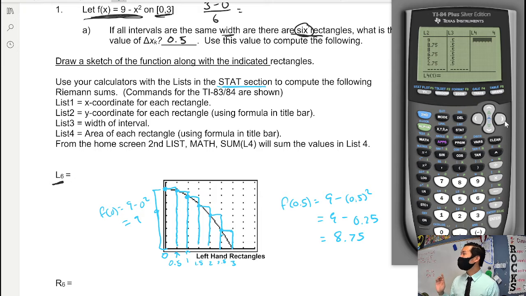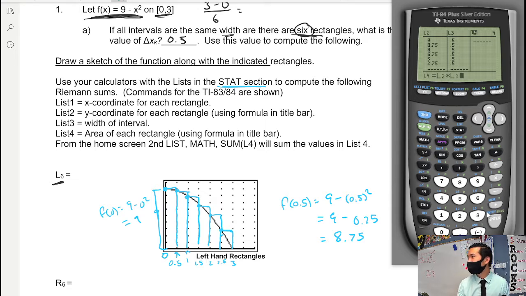Now, let's see again, if you remember. How do I tell it a command to do it for all 6 of them? Can you go do that real quick? Let's highlight L4 and we're going to give it directions. We don't want L1 anymore. We do L2, because that's where we stored all the heights. And what are we going to do with those numbers? Multiply them by L3.